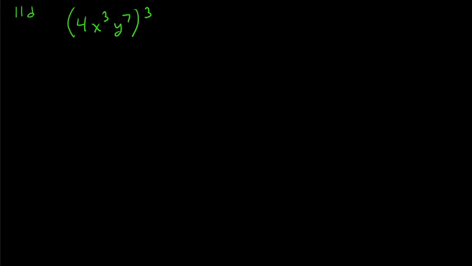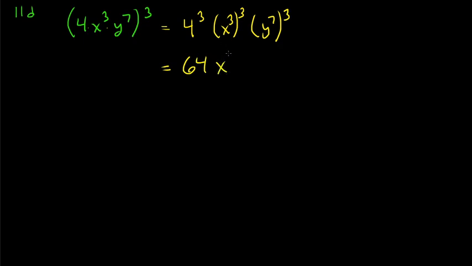Part D, very similar. We have a product, all to the power 3. So we just write 4 to the 3rd power times x to the 3, also to the 3rd power, times y to the 7th, also to the 3rd power. So 4 cubed, 4 times 4 times 4, is 64. And then x cubed cubed. Be careful, you're not adding. It's not 3 plus 3. It's 3 times 3. So 3 times 3 is 9, and 7 times 3 is 21. So 64, x to the 9, y to the 21.